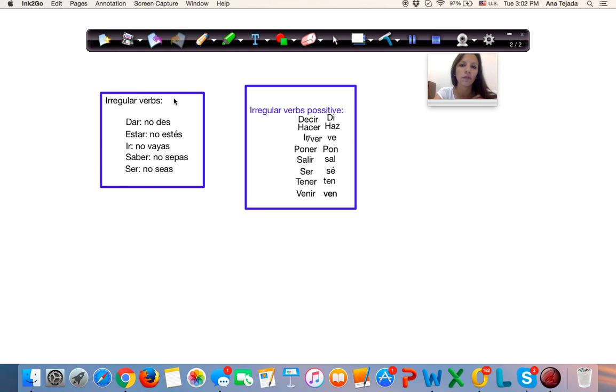For the negative commands, we also have to keep in mind that some verbs have irregular forms in the yo form, remember? So those irregularities we're going to keep. Because remember, we need the present yo conjugation, so we keep the irregularity. We get rid of the O, and we add the ending according to what kind of verb it is, an AR or ER ending.